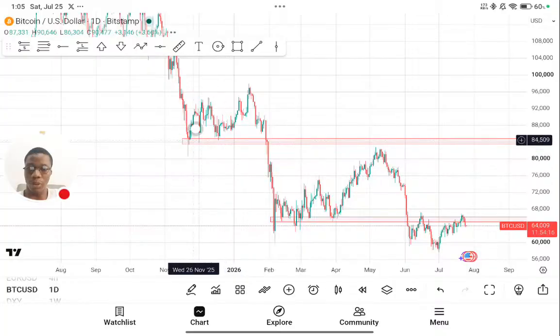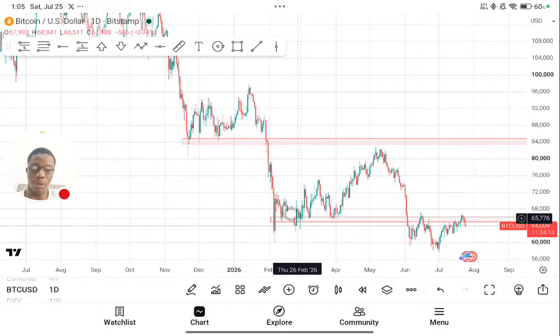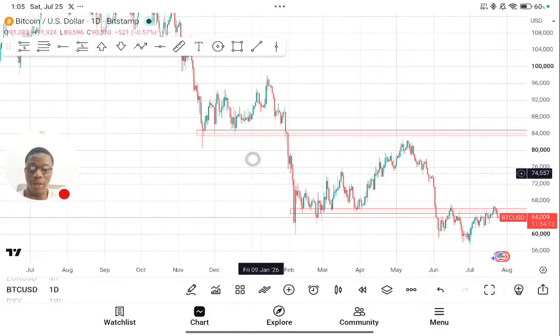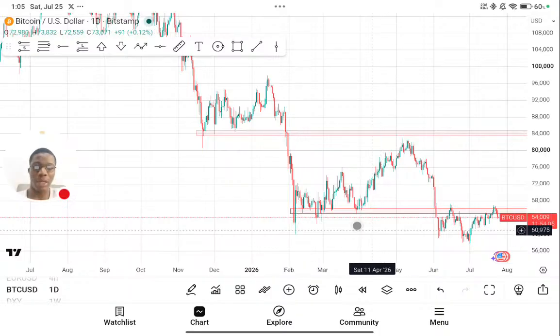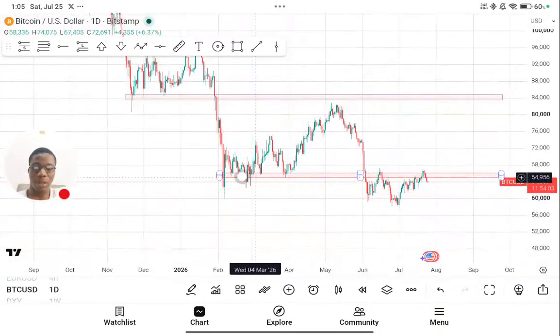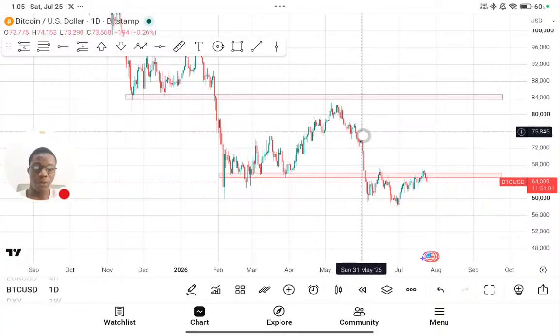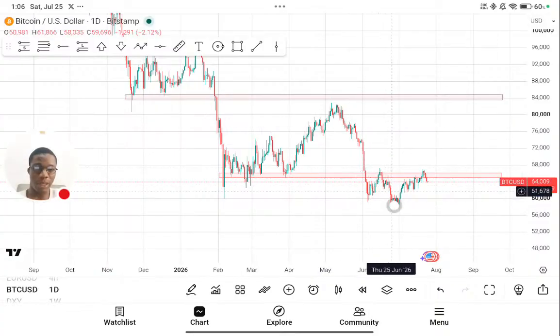This was a support. It got broken. And notice something: immediately price breaks a range, a support or resistance, you could see the move that happened, right? And also here, price has been holding for long and now it has broken. It's testing it. It came, it couldn't break. It came, it couldn't break.